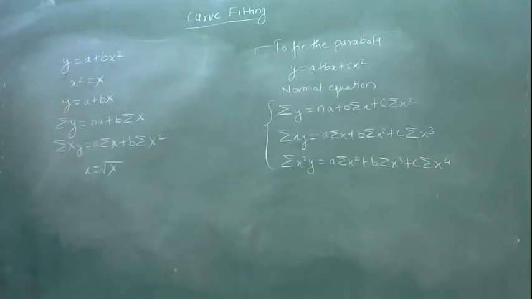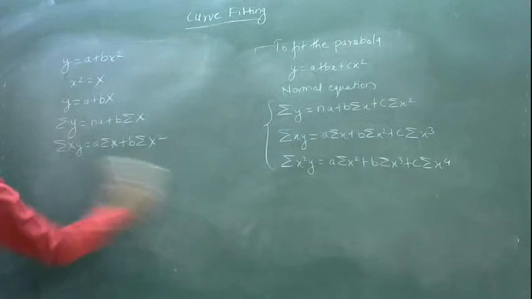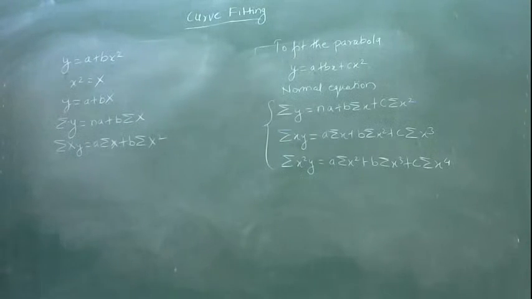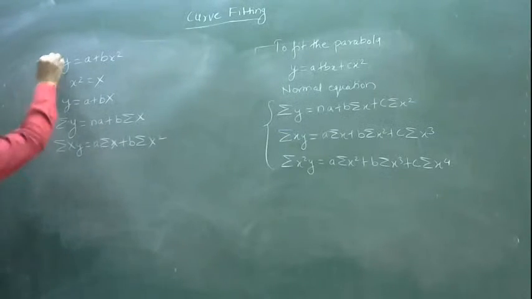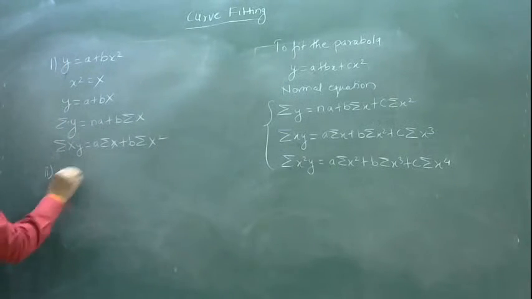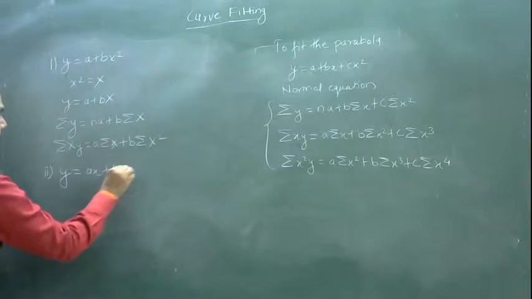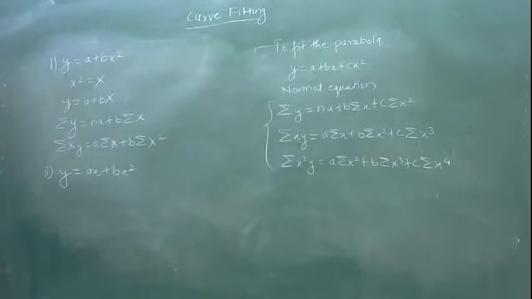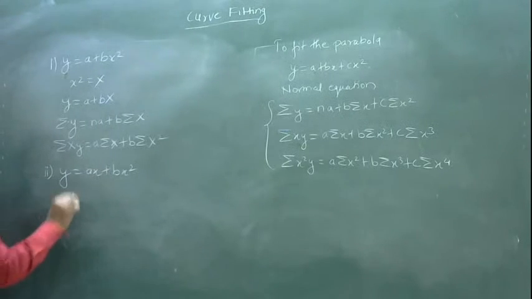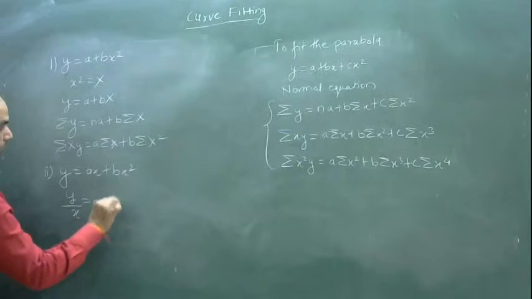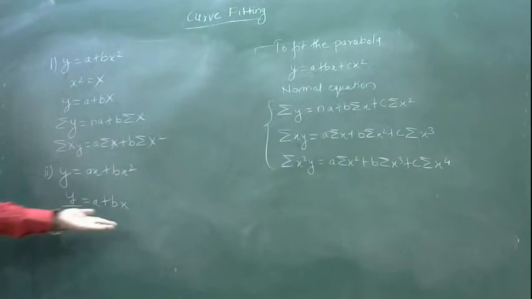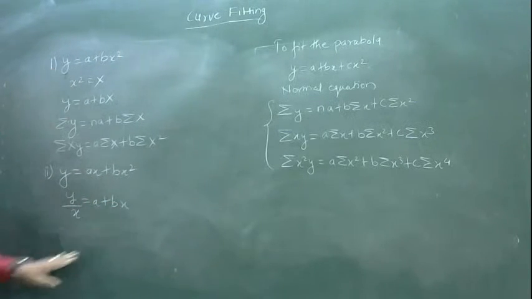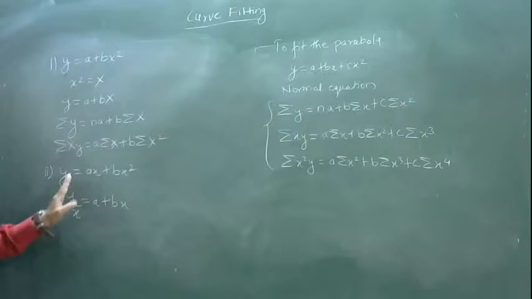Now the second one: y is equal to ax plus bx square. This type of curve is given. So what we will do is divide this equation by x. So this will be equal to a plus bx. Somehow we have to replace this equation with this form, so that we can find the normal equation.